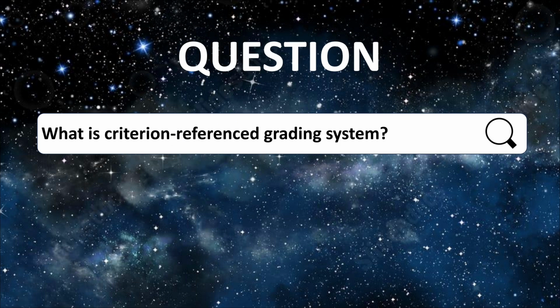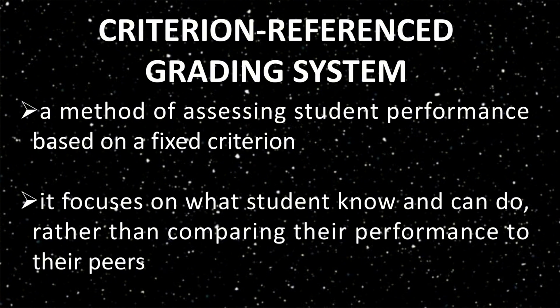So what is the Criterion-Referenced grading system? It is a method of assessing student performance based on a fixed criterion. When we say fixed, it means not able to be changed, while criterion is a standard on which a judgment or decision may be based. Therefore, the criteria does not change regardless of the quality or lack thereof of the students.